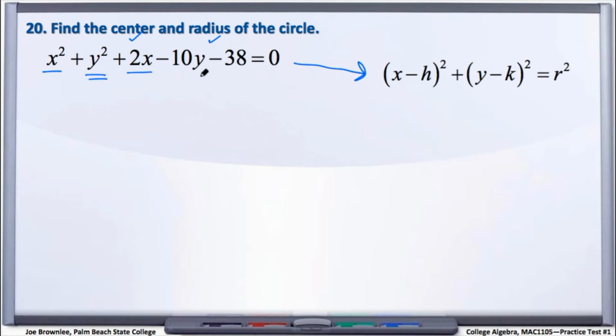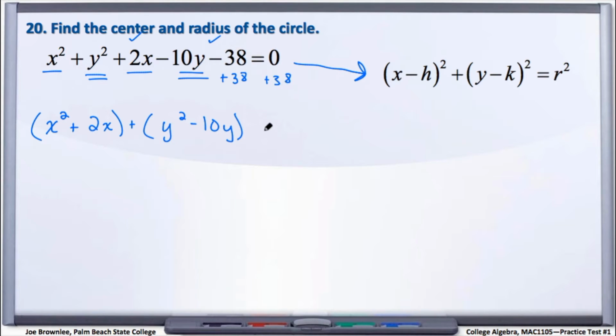Let's group the y's together. And we're going to go ahead then and move that constant from the left-hand side of the equal sign to the right-hand side. So when we group our x's together, we'll end up with x squared plus 2x. Then we're going to group our y's together, so y squared minus 10y. And then when we move this constant from the left to the right, we'll have to add 38 to both sides, won't we? And so then we'll end up with equals positive 38.